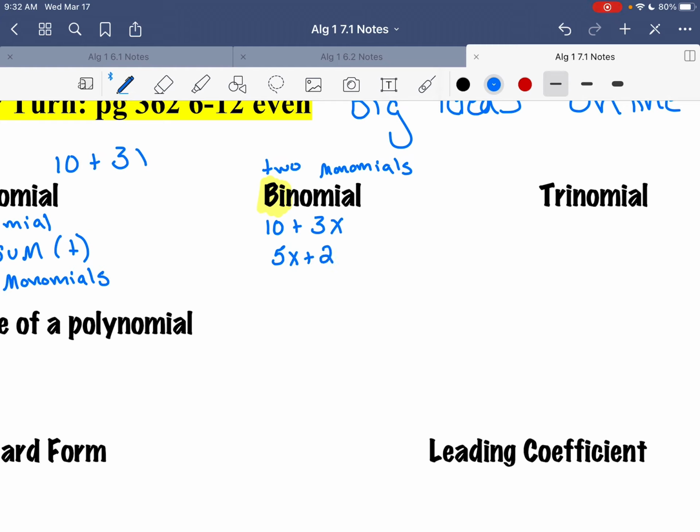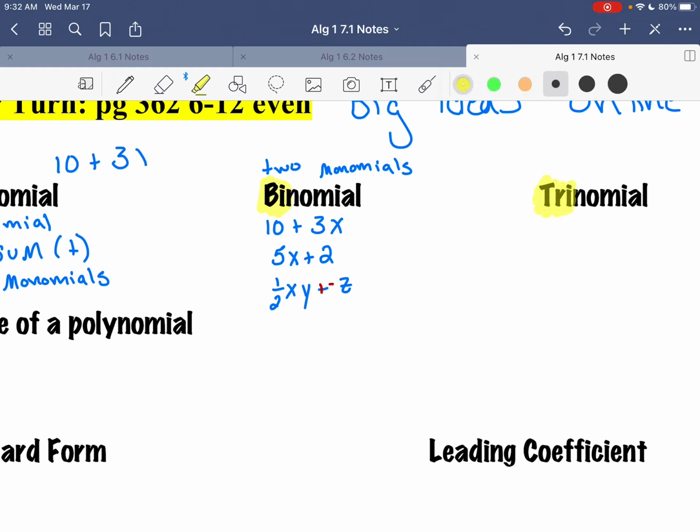5x plus 2 is a binomial. 1/2 xy plus z is a binomial. Or even if this was a minus z, because we know this can be written as plus a negative. That is still a binomial, bi meaning two. So if there's two terms, it's a binomial.